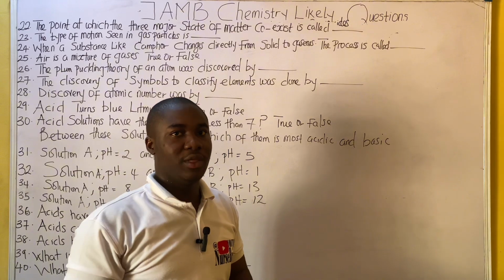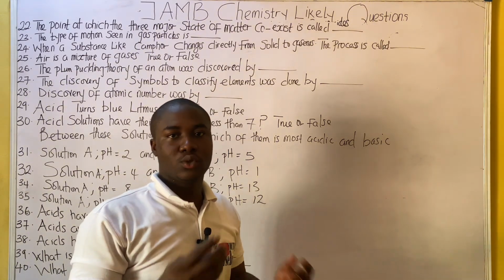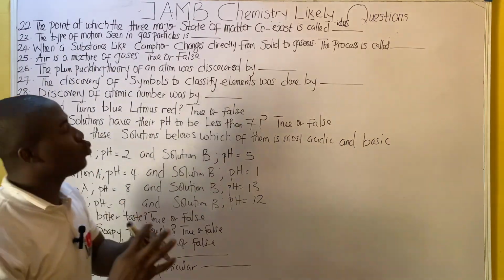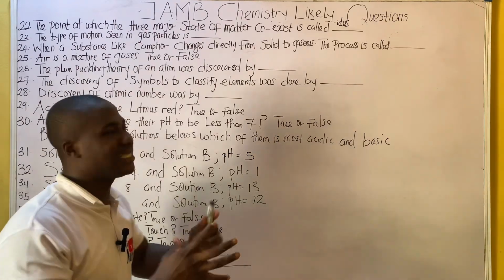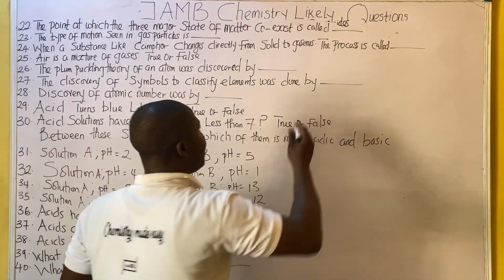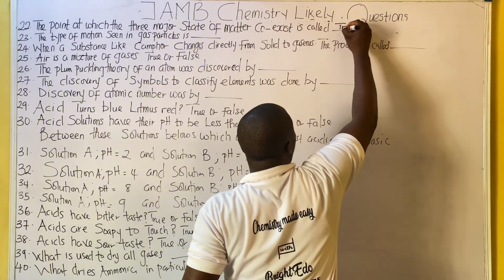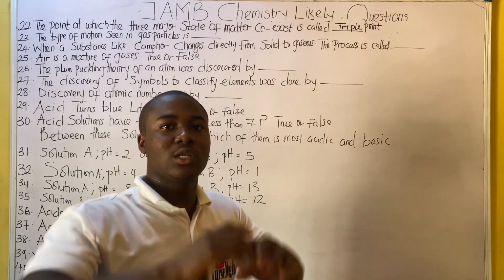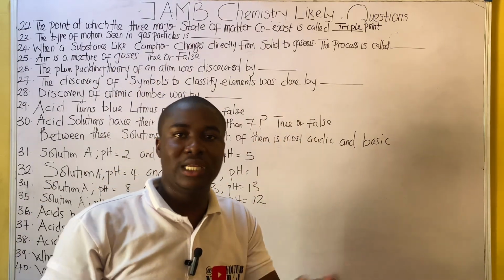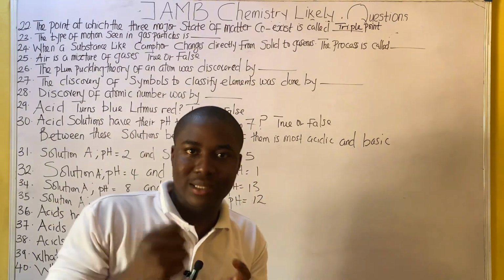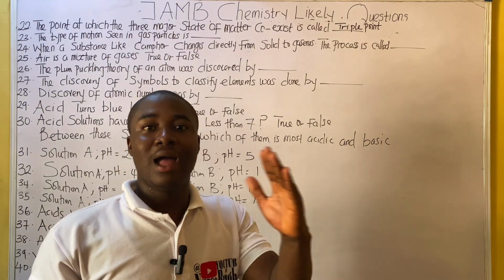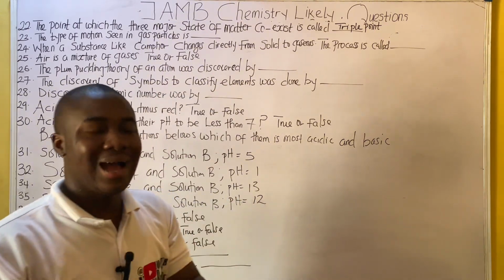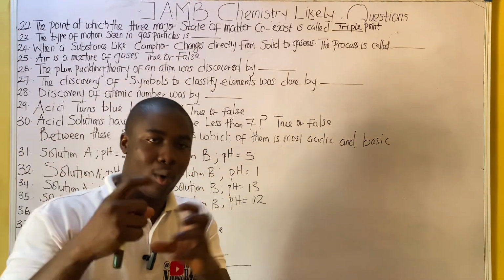Okay, guys, moving further, let's get into the next practice question, question number 22. It says, the point at which the three major states of matter coexist together is simply called the triple point. Please take note of what I just said. It is extremely important. The point at which the three major states of matter, which include solid, liquid, and gas, coexist together is called the triple point. We have other examples of points like boiling point and melting point. You understand? But the triple point has to do with the three states of matter coexisting together.